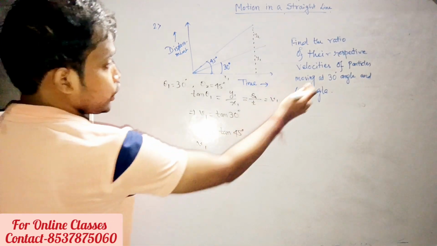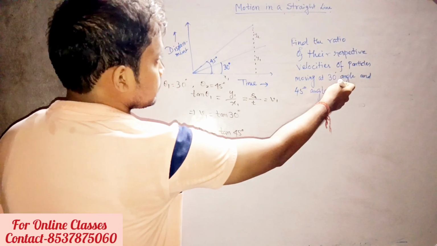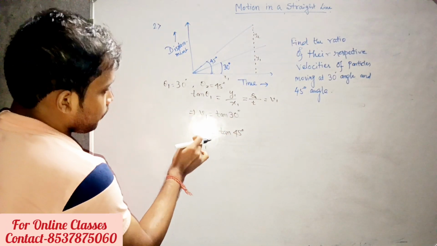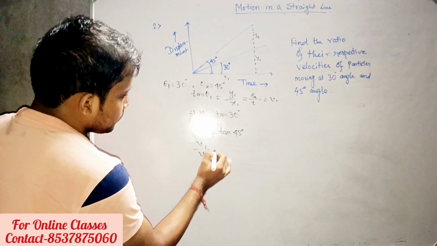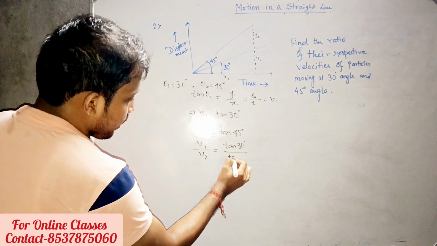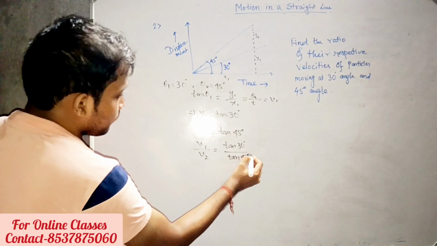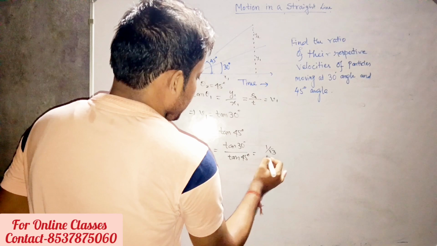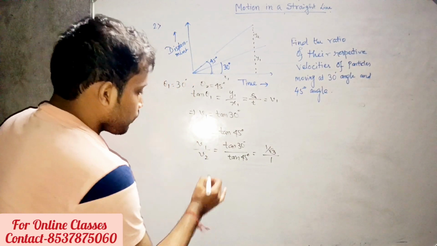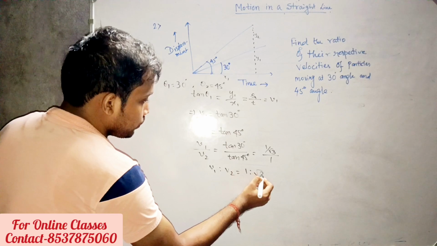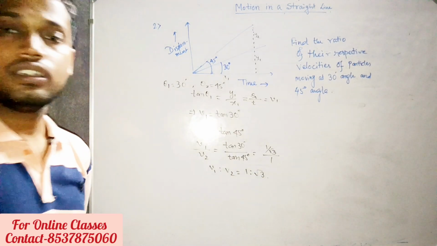So we find the ratio of the velocities of the particles at 30-degree angle and 45-degree angle. That means you have to find the ratio of v1 and v2. So what will be the ratio? That is tan 30 divided by tan 45. You know the value of tan 30 is 1 by root 3 and tan 45 is 1. So v1 is to v2 is 1 is to root 3. That is the answer.